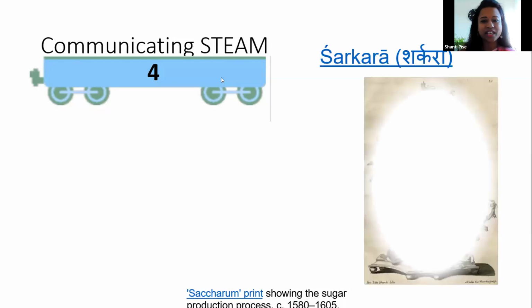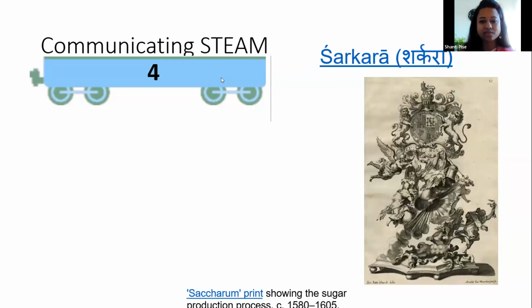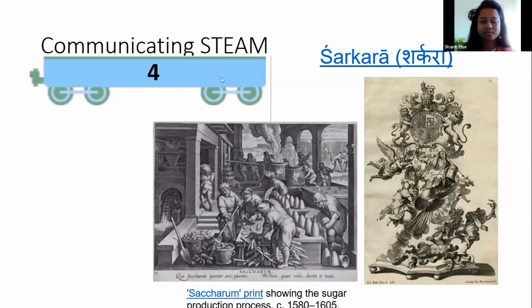Along with this, anybody has any idea what is this in front of you? Any response? There is one response: concentration of solutions. Okay. Yeah.